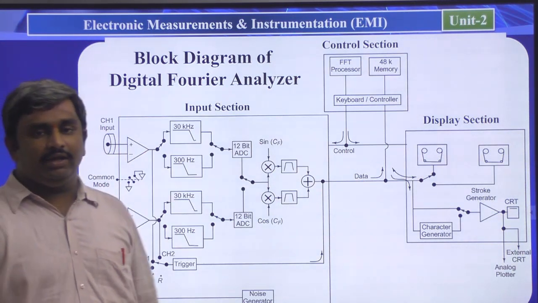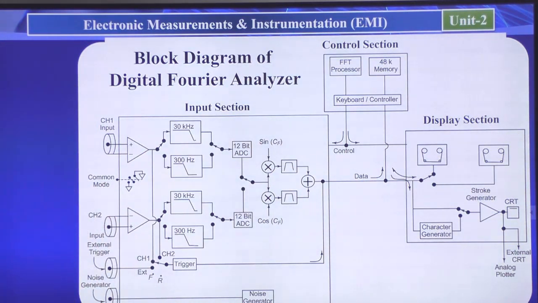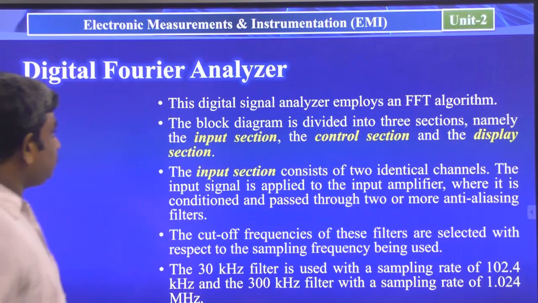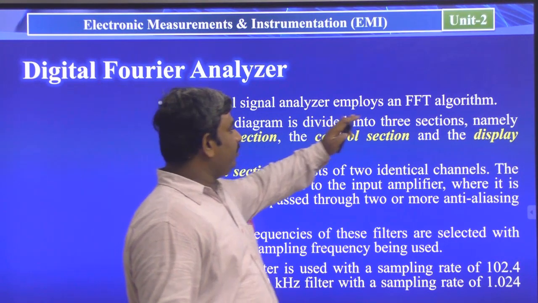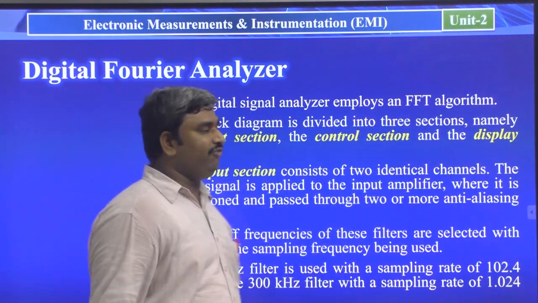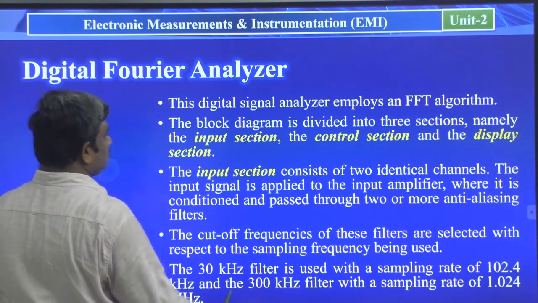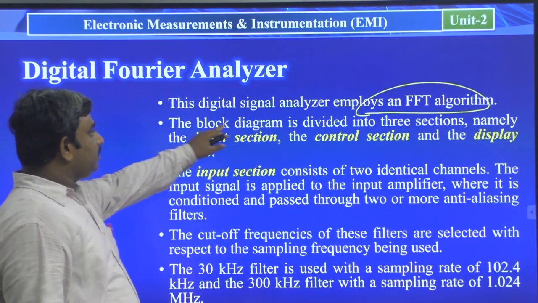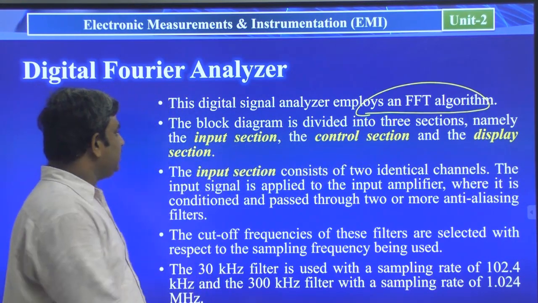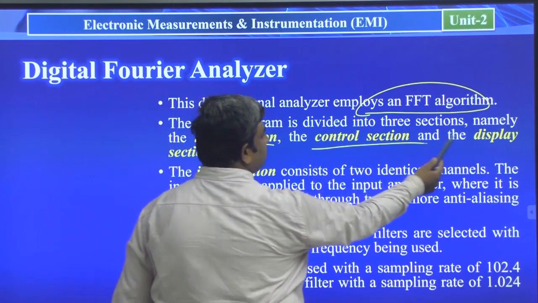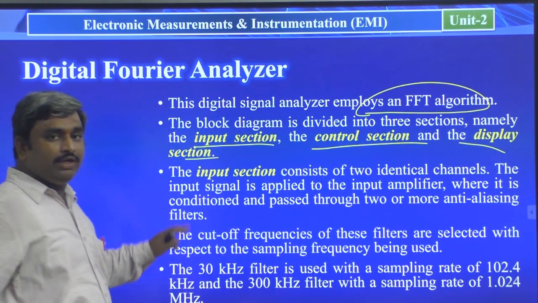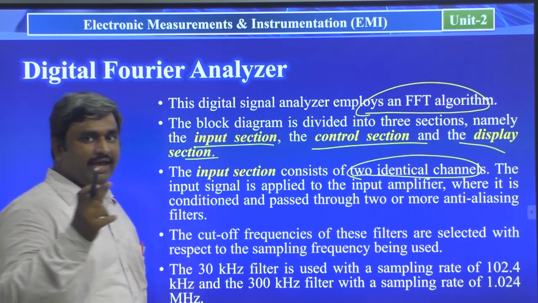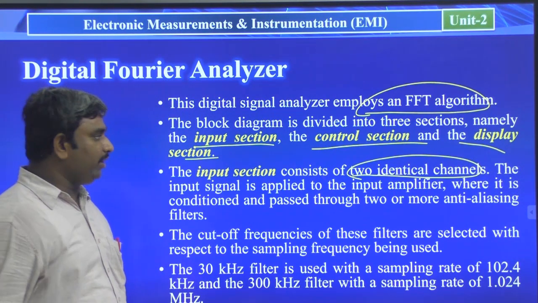Once again, see clearly the block diagram of this one. Next, the digital Fourier analyzer employs an FFT algorithm. So the digital Fourier analyzer has an FFT algorithm based processor. The block diagram is divided into three sections, namely input section, control section and display section. The input section consists of two identical channels, channel 1 and channel 2.